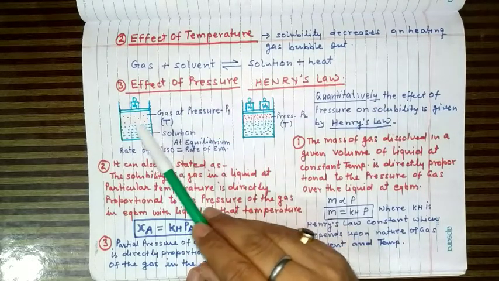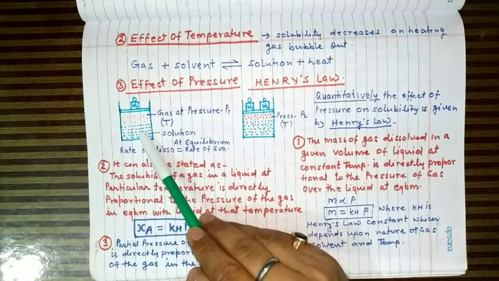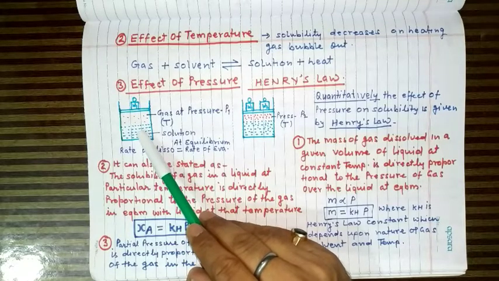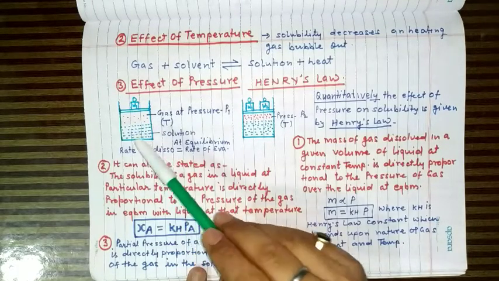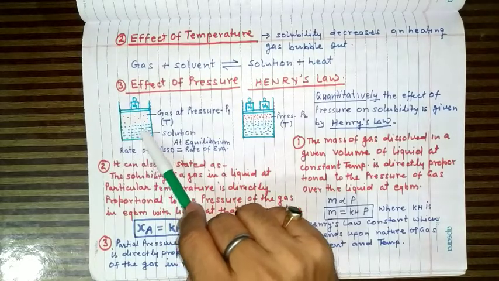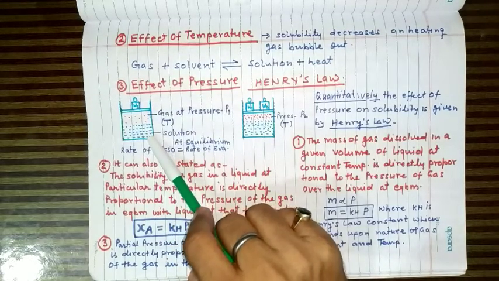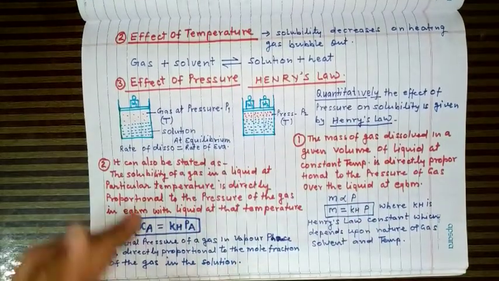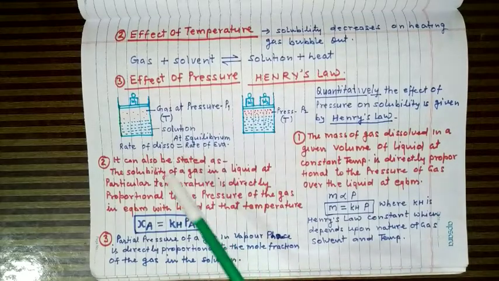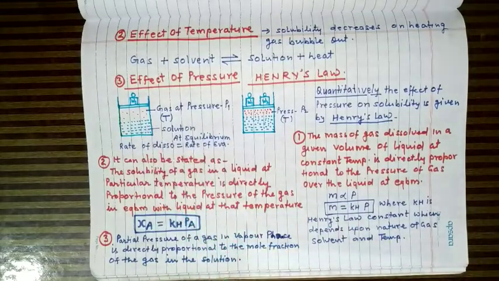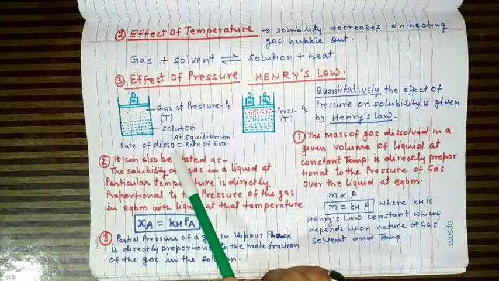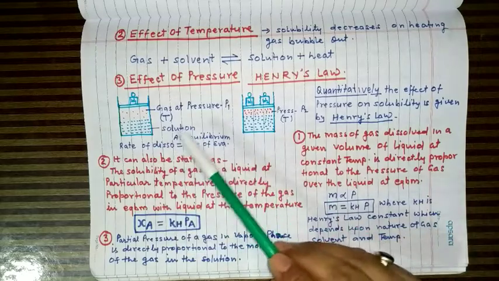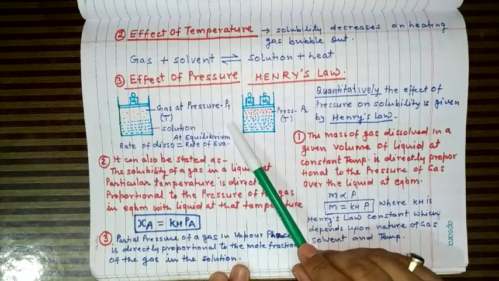Actually what happens? Gaseous molecules collide at the surface of the liquid. In doing so, they lose their energy and then they pass into the solution. As the population of gaseous molecules in the liquid increases, they also collide with each other and then again start going into the vapor phase. That is called evaporation. After some time, the rate of dissolution becomes equal to the rate of evaporation, and this happens at some pressure. Let it be P1.